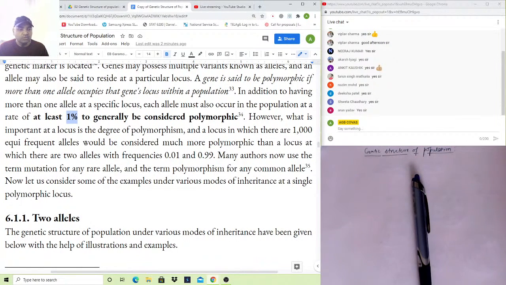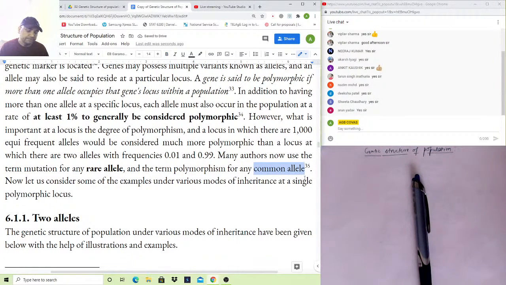So many authors now use the term mutation for any rare allele. If in a population there is a difference in the sequence, it occurs due to mutation. So many authors use the term mutation for any rare allele and the term polymorphism for any common allele. If there are more than one allele which are frequent, and a rare allele is there, then it is known to be a mutated form rather than a common allele. So you must understand what a rare allele stands for and what a common allele stands for, right?